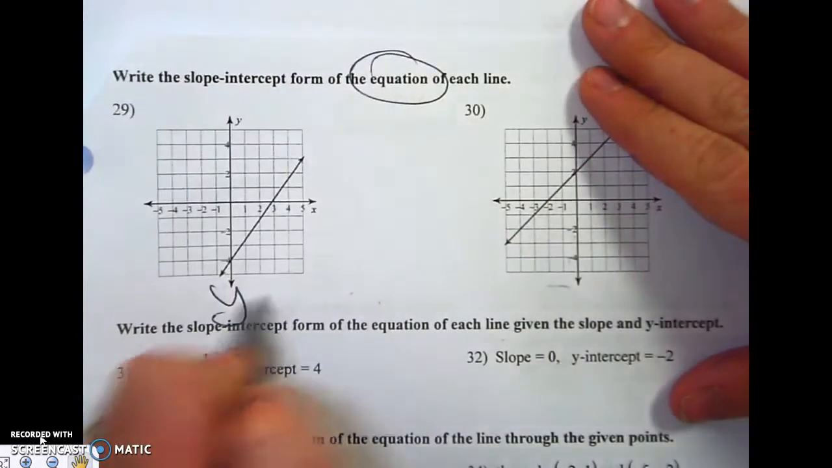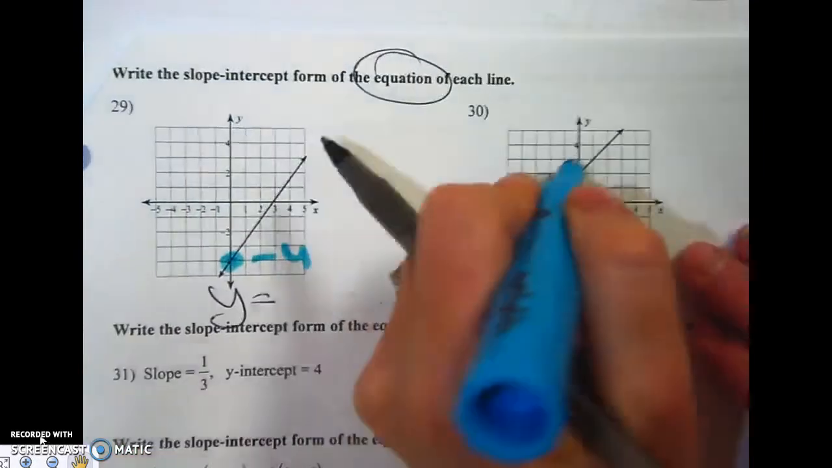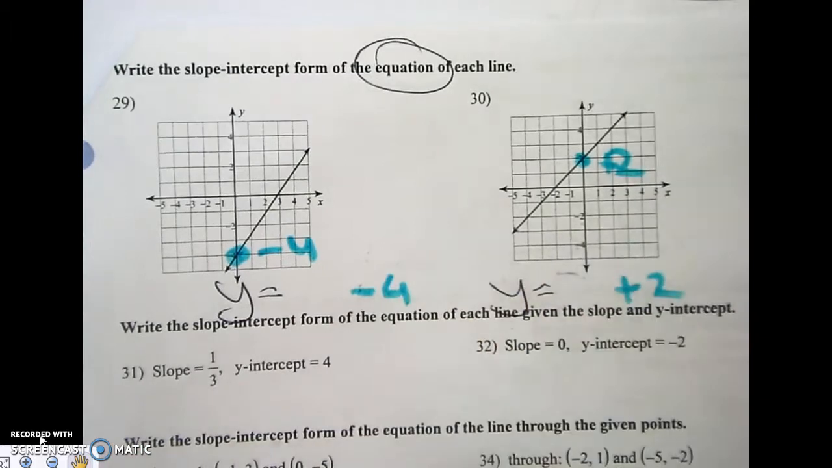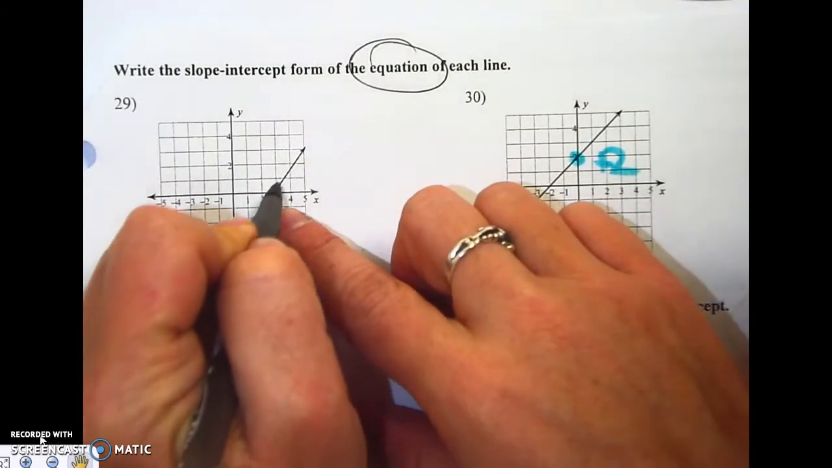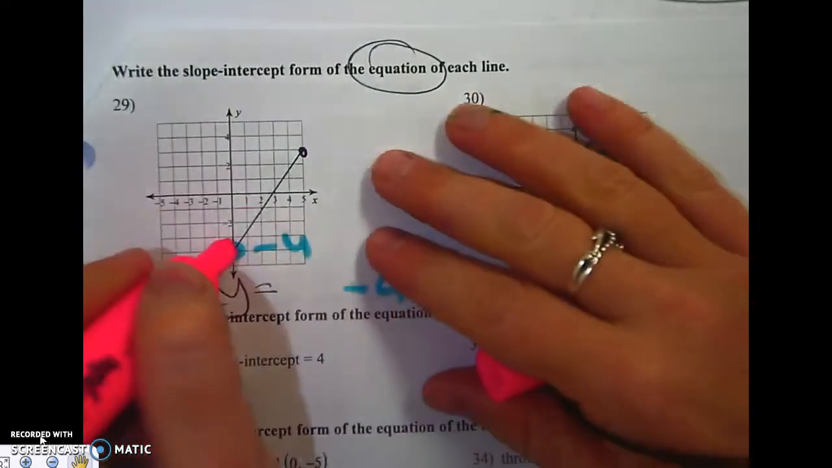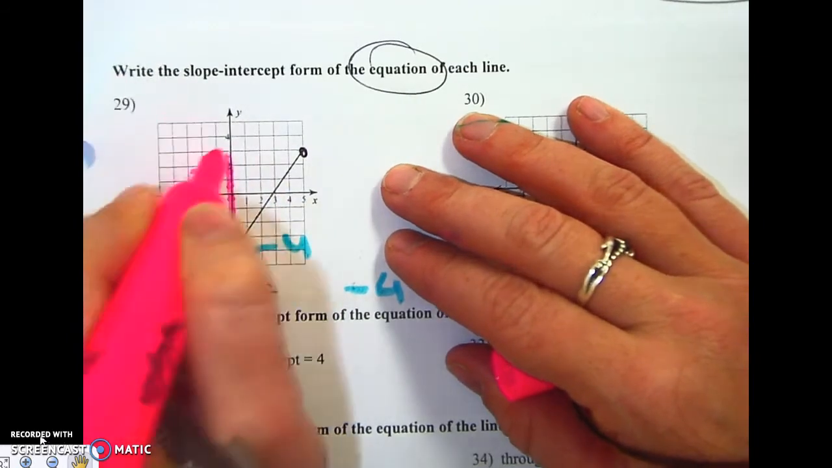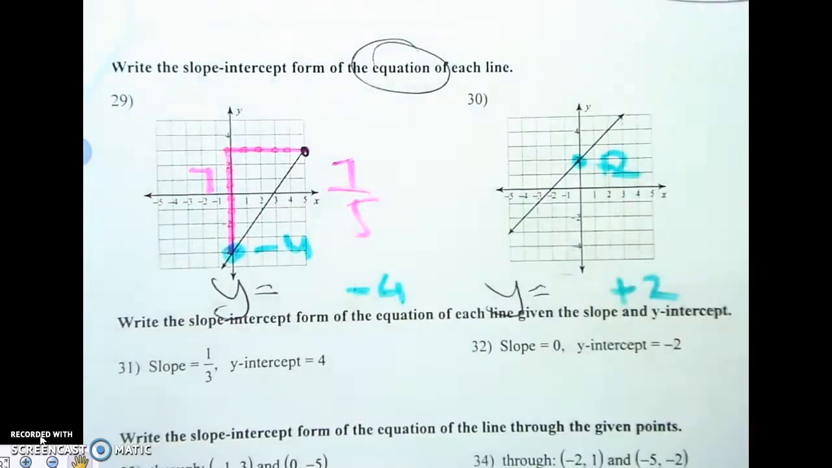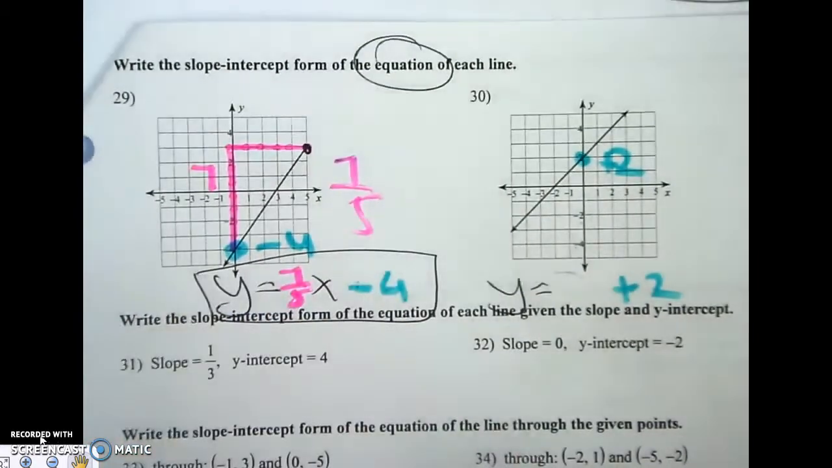So since I want the equation, y equals, my start here is negative 4, and my start here is positive 2. So this will be negative 4, and this will be positive 2. I find another point where it crisscrosses, and it looks like it crisscrosses right there. That was kind of a hard one. So I'm going to go up 1, 2, 3, 4, 5, 6, 7, and right 1, 2, 3, 4, 5. So I get 7 over 5. I can't do anything with that. Put my X, and I'm done.